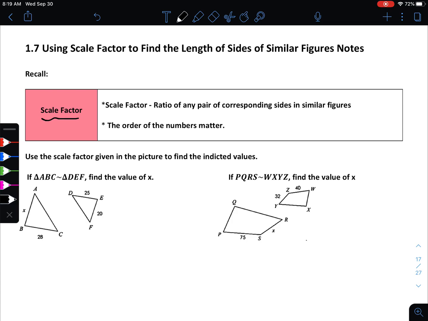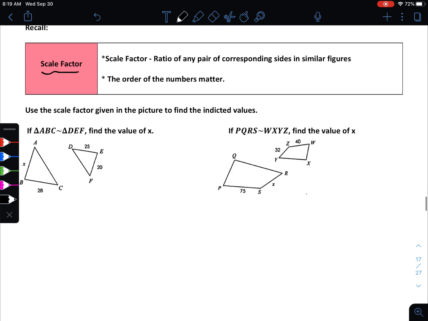So we're going to start off pretty basic, just finding a single variable. Then we'll work our way up to finding two variables, and then we'll work our way into some harder equations, and then finally we'll get to where we're using a variable to find the length of a side. So that being said, let's take a look at this first example.